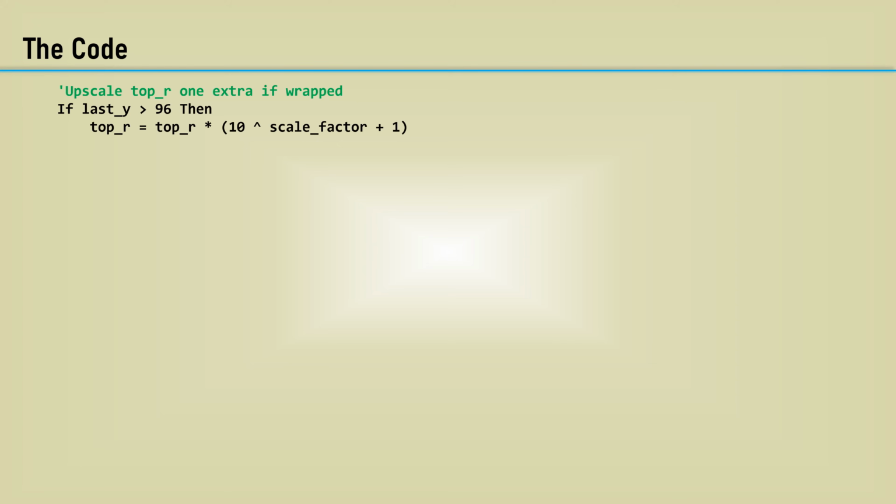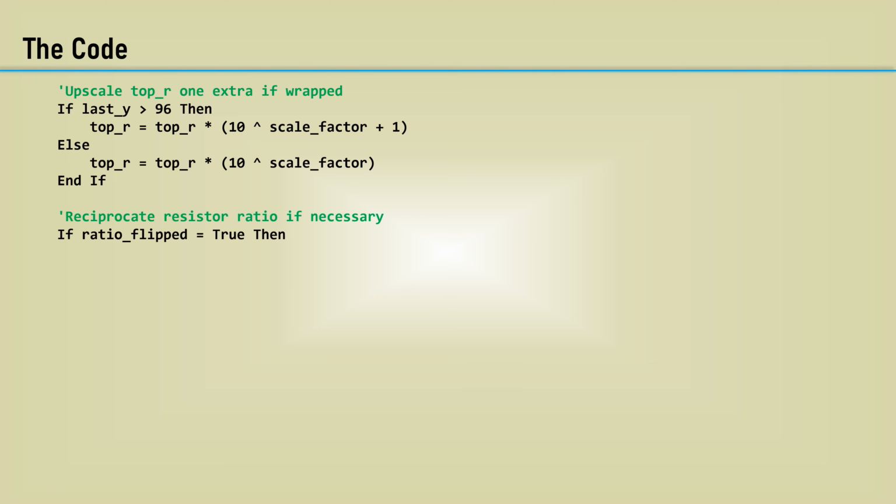Now it's time to rescale the values back up if they were scaled down initially. If the last Y is greater than 96, the top R will get multiplied by 10 raised to the scale factor plus 1. Else the top R will get multiplied by 10 raised to the scale factor, and end if. If the inputted ratio got reciprocated, we need to swap resistors. Set the temp variable to the top R and set the top R equal to the bottom R, then the bottom R equal to the temp, and end if.